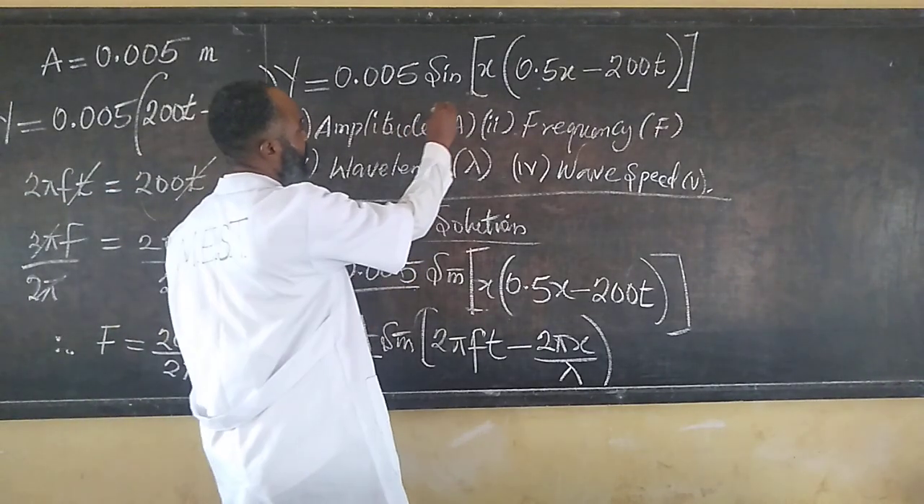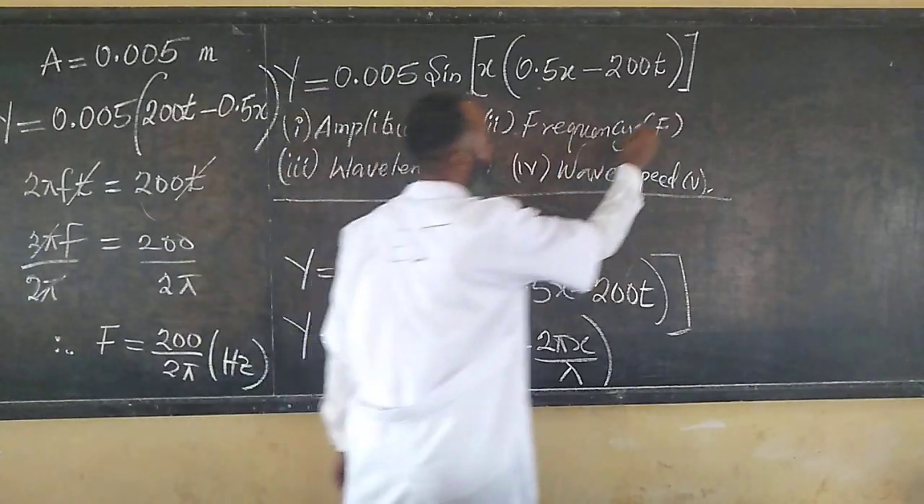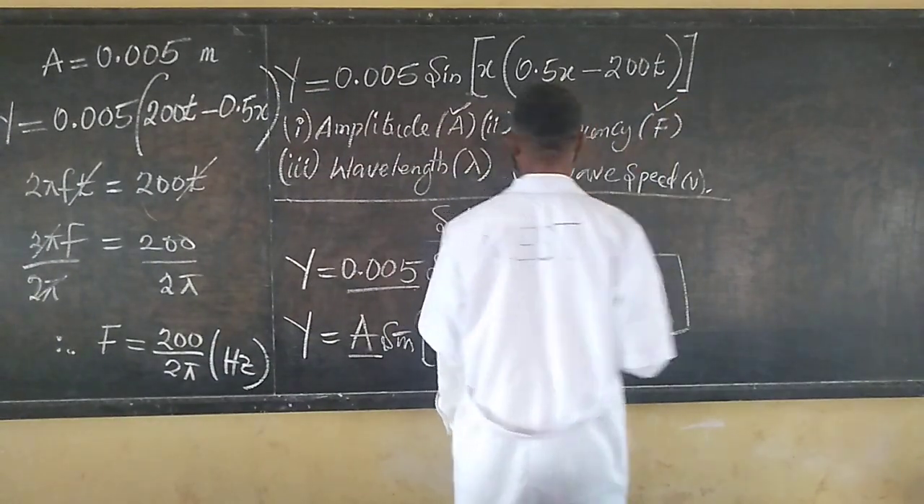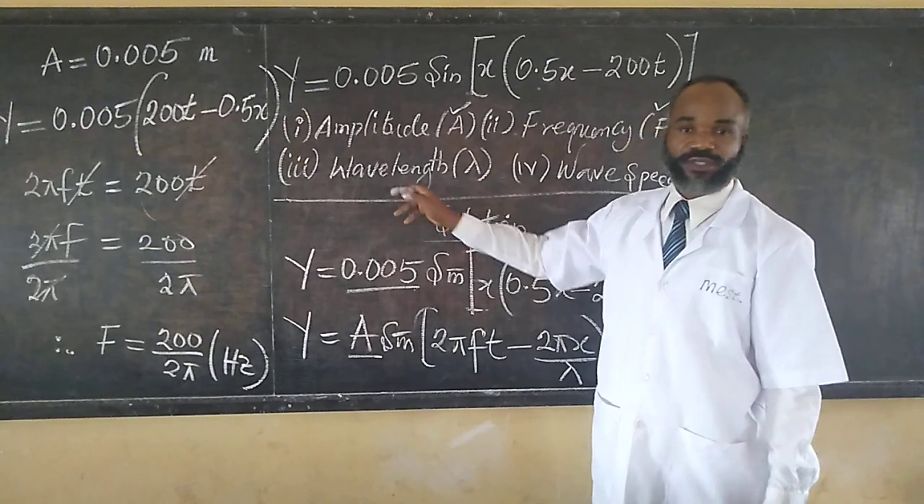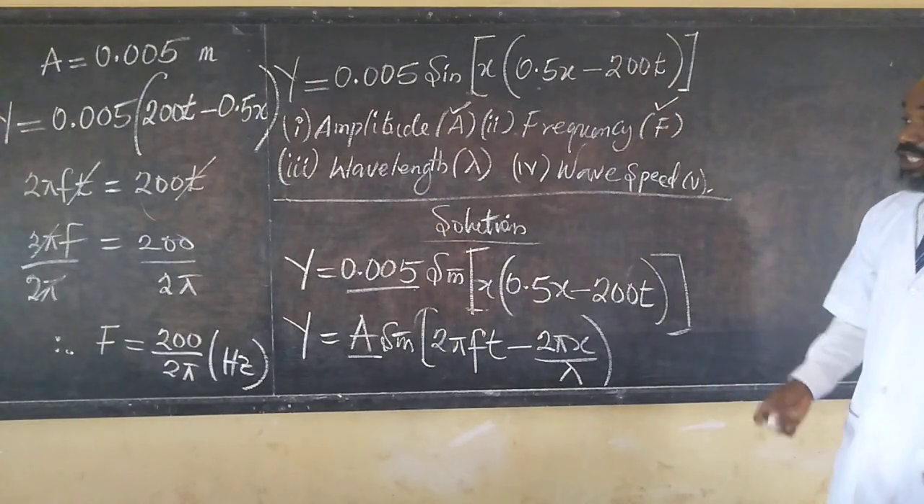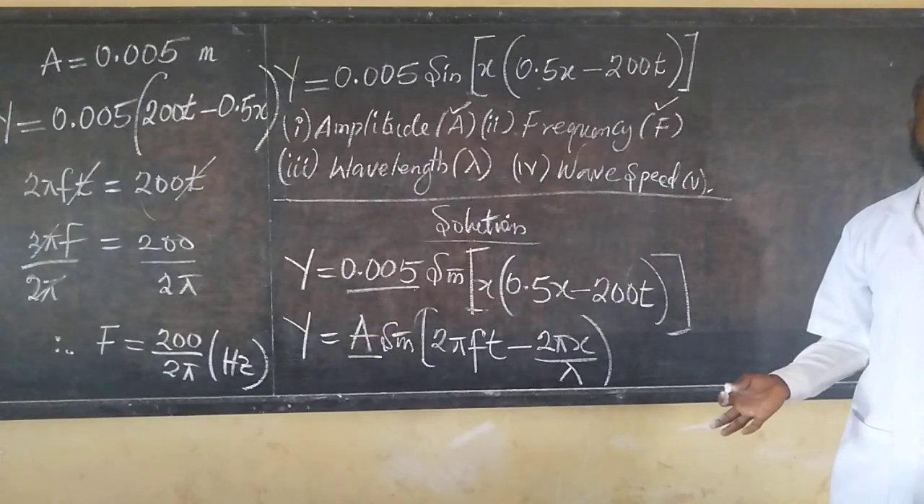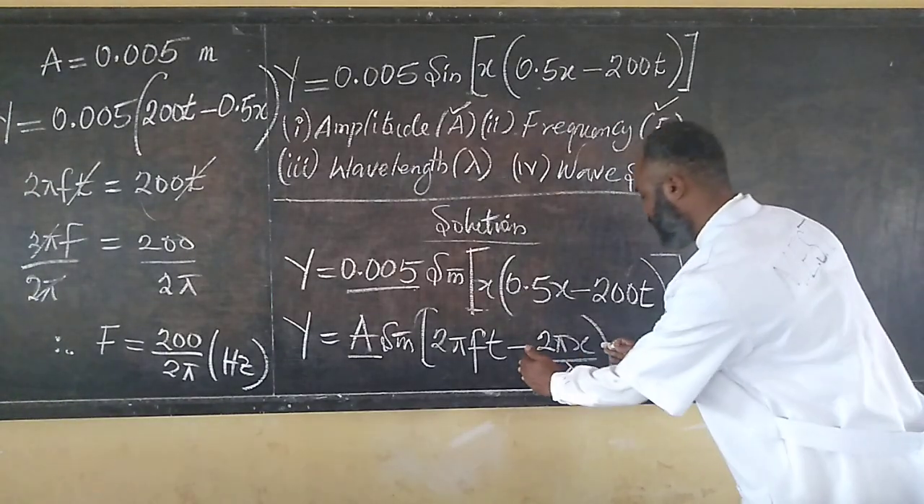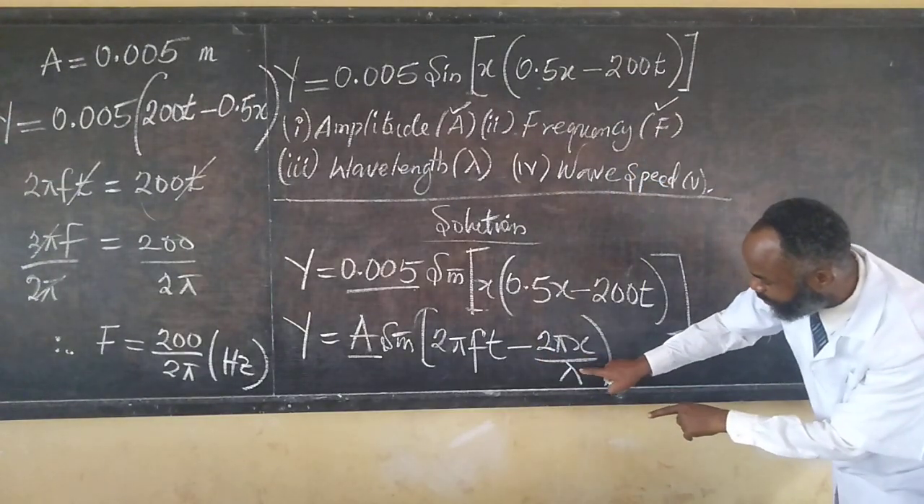That is how to find the frequency. So we have found the amplitude. We have now found the frequency of the wave particle. The next thing we need to find now is the wavelength. So how do we find the wavelength? Still use the comparison method. We pull out this. You can see the wavelength of the particle is found somewhere here.